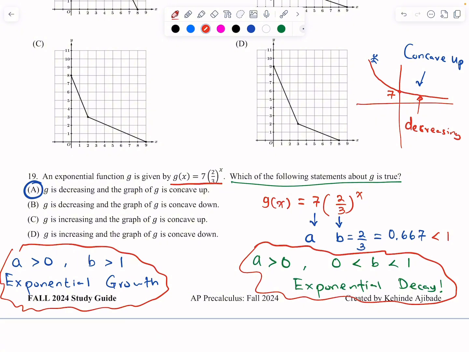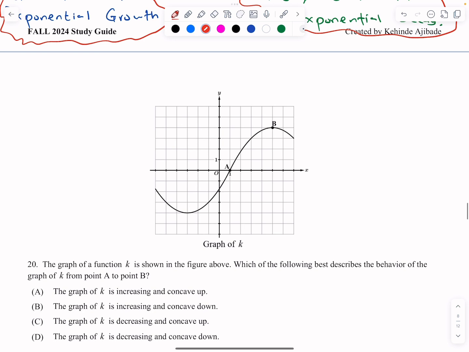So the next question says that the graph of K is shown in the figure above. Which of these best describes the behavior of the graph of K from point A to point B? So what do you notice? From point A to point B, the first thing I notice is that this is increasing. It's like climbing a mountain.